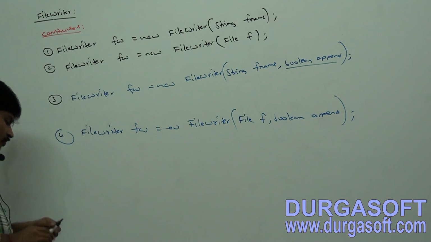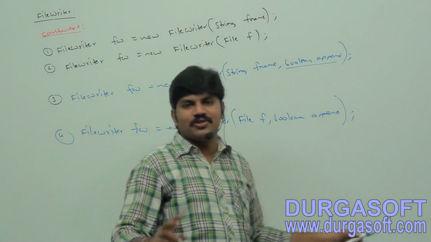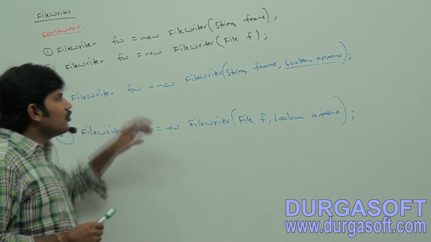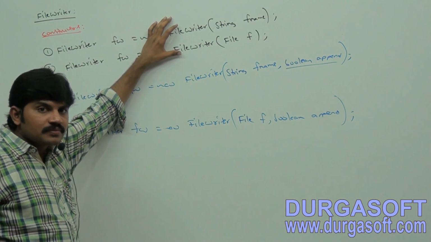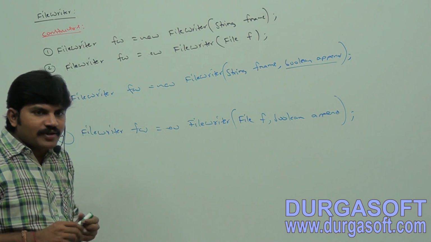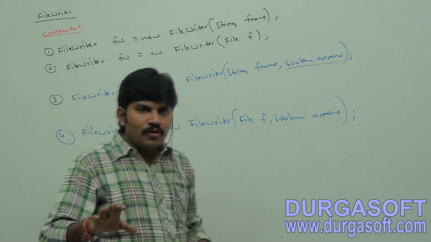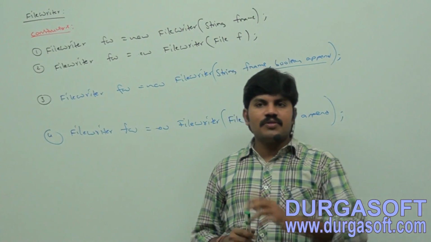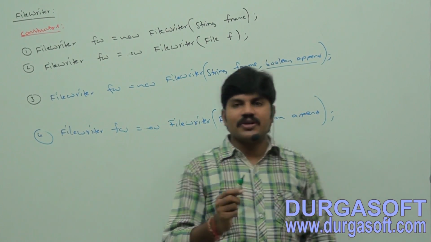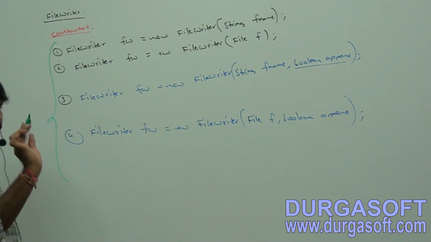This is the same, but here is one very important loophole that you people should be aware of. The first two constructors are meant for overriding, the next two constructors are meant for the append operation, right? There is one common point about all four constructors. What is that point? Observe.